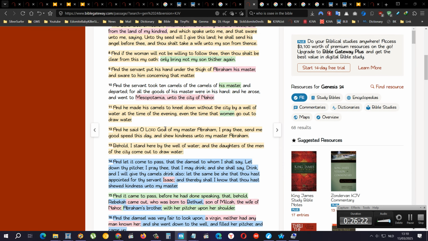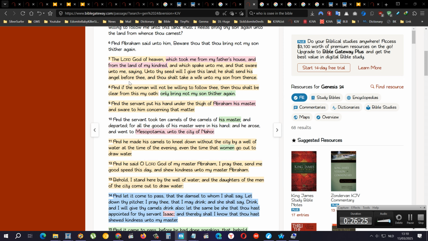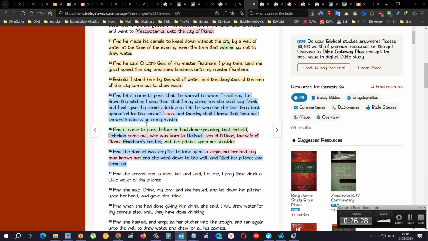Genesis 24, here you see it mentioned again. Anyway, I'll come later to that, Lord willing. Genesis 24:15: "And it came to pass, before he had done speaking, that behold, Rebekah came out, who was born to Bethuel, the son of Milcah, the wife of Nahor, Abraham's brother, with her pitcher upon her shoulder." So Bethuel is her father. Nahor is the father of Bethuel, and Rebekah is the daughter of Bethuel. I'm messing myself up. Wow, sorry.